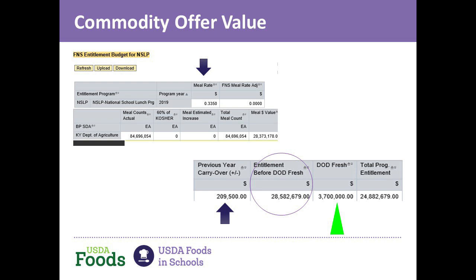Again, you will see the WebSCM SDA entitlement budget screen. You will see the estimated per meal rate, which is indicated by the purple arrow. This state also had a positive carryover of $209.5 thousand from the previous school year. This gave the state an entitlement of over $28.5 million to spend. It is circled in purple. The amount should be distributed to the SFAs as planned assistance to spend through the school year. The green triangle shows that the SFAs then chose to spend $3.7 million on USDA DoD Fresh, leaving $24.8 million to be spent on USDA Foods direct delivery or processing.